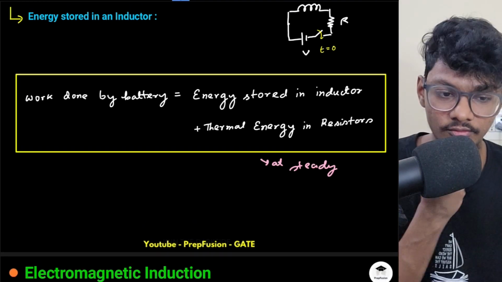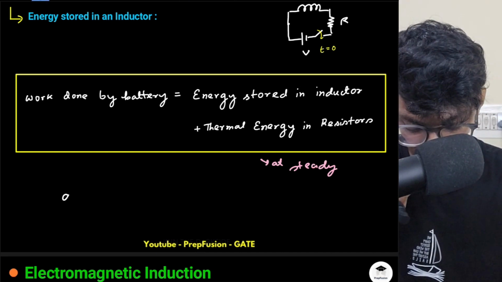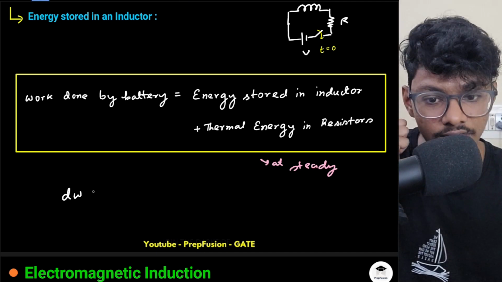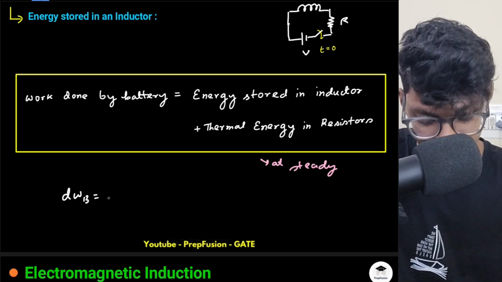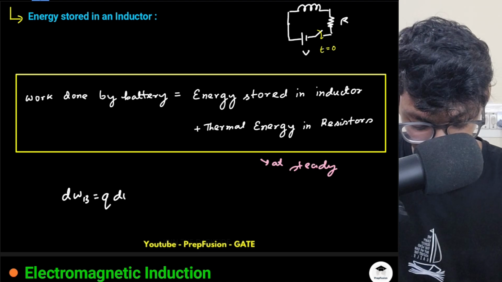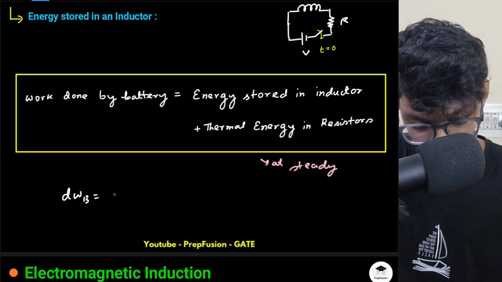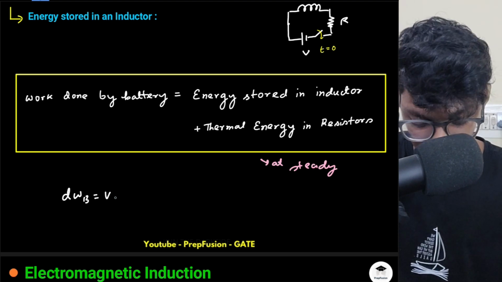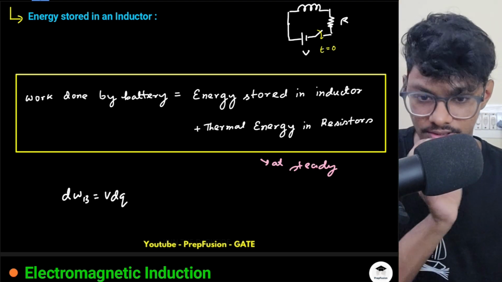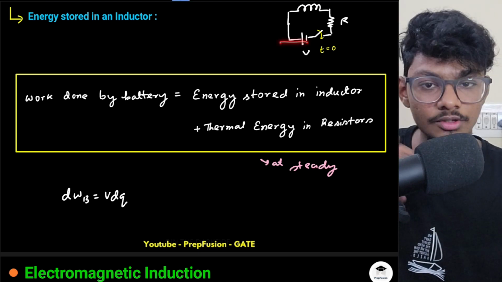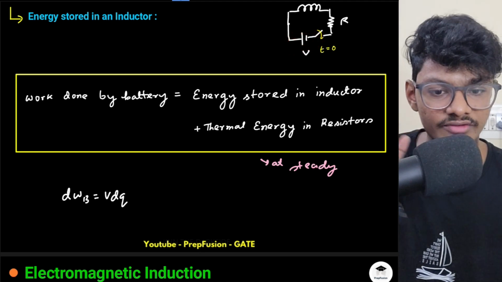What I want to do is derive the energy stored in an inductor. So can I derive it? What will be the small work done by a battery? The definition of work done, if you remember, was Q times V, where V is the potential difference. A small change in charge, because a few charges have gone out of the battery, times the potential difference will give me the work done.